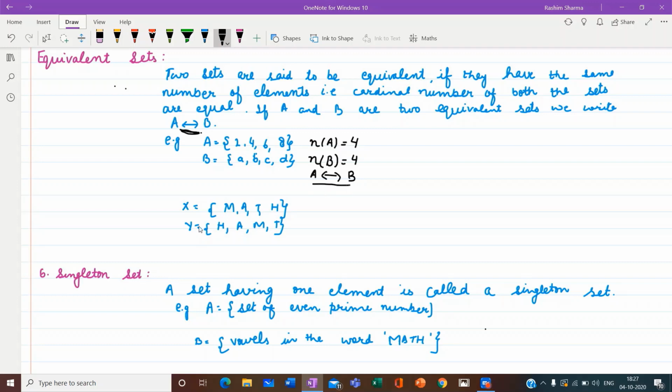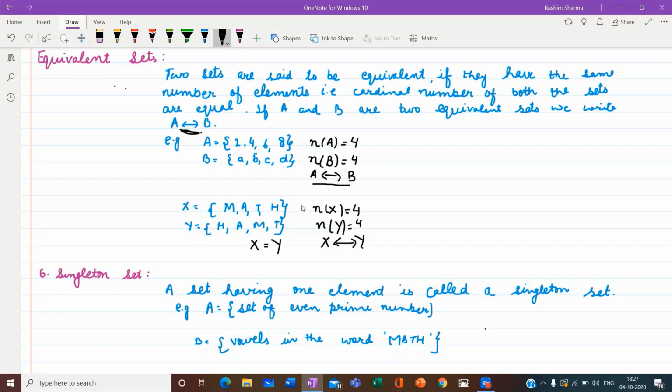Alright. Now let us take another example. X is equal to MATH and Y is equal to HAMT. Now here in both the sets X and Y, we can see that they both have the same 4 elements. It means the cardinal number for X is 4 as well as the cardinal number of Y is also 4. So we can say that X is equivalent to Y. Now here we can see X is equal to Y also. Why equal? Because the same 4 elements are in both.